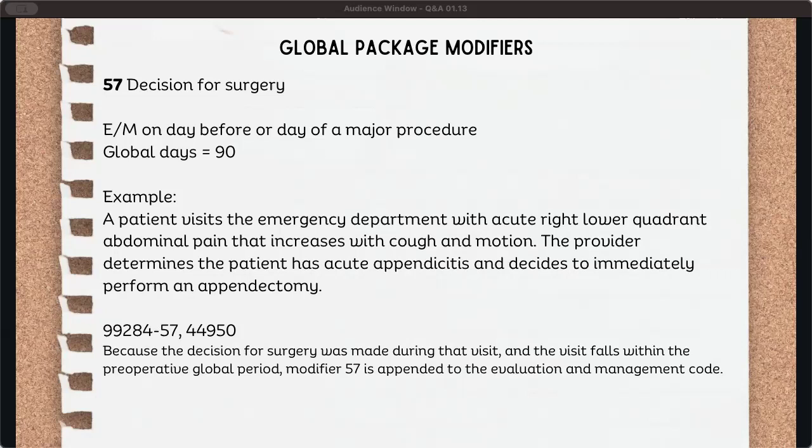So in this instance, because the decision for surgery was made during that visit, they wouldn't come to the ER and immediately know that they needed to have an appendectomy done, right? They would have to do a workup. They would have to do an exam. They're probably going to do scans. They're going to make sure what is wrong with the patient before we perform that appendectomy.